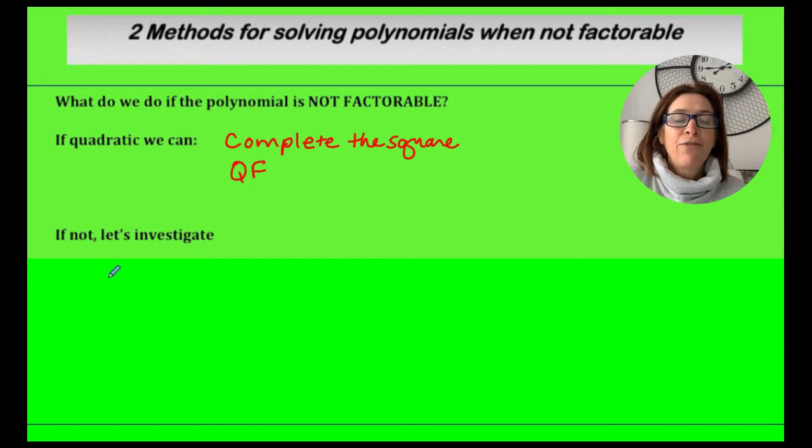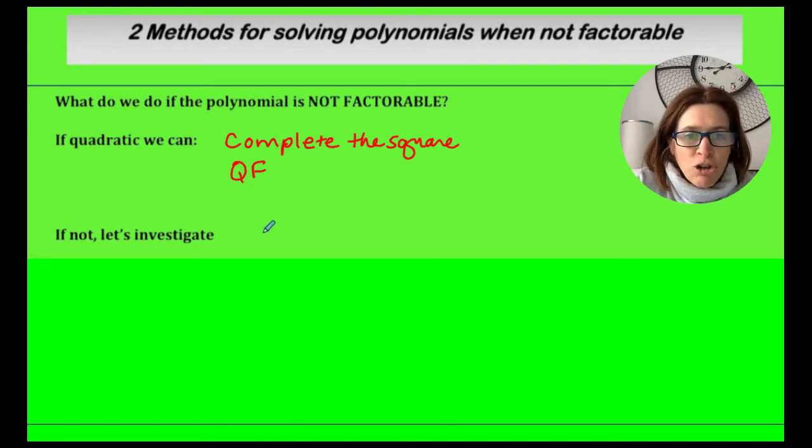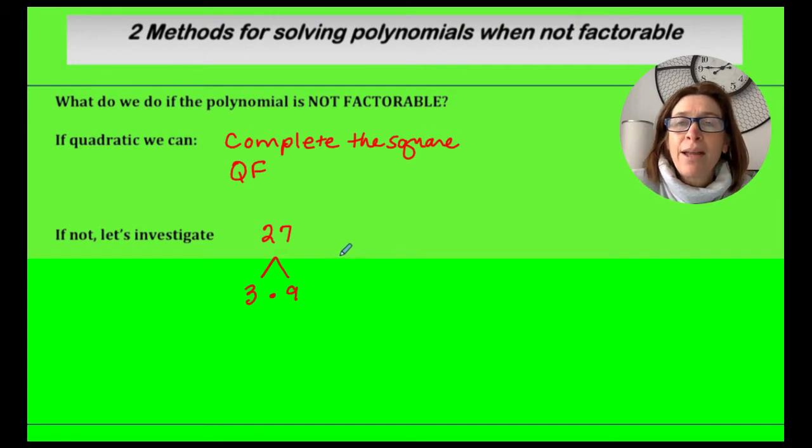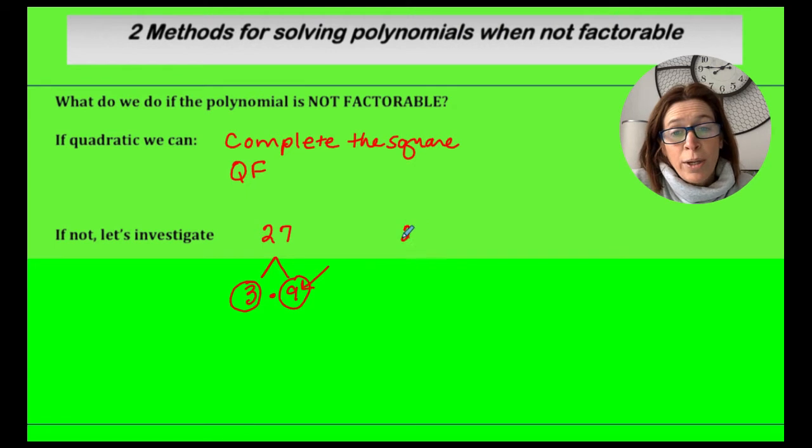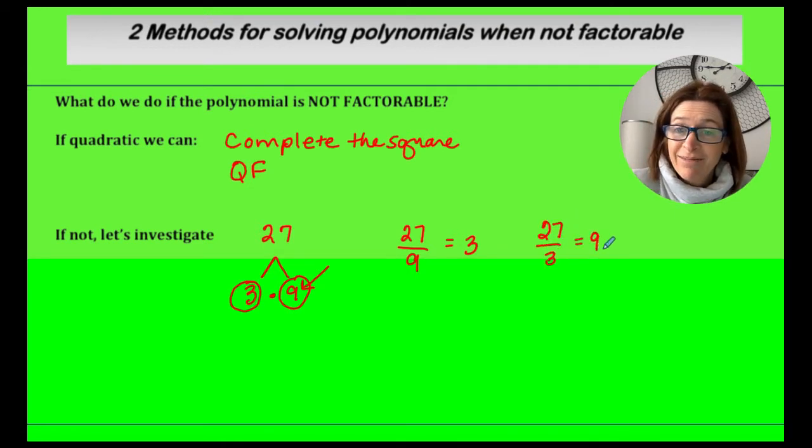What can we do if it's not factorable? Well, let's think about what factoring is. If I factor the number, say, 27 into two factors, that means I'm breaking it up into multiplication. So I could say that 3 times 9 are factors of 27 because 3 times 9 gives me 27. Way back in pre-algebra, you could also find one of the factors if you had the other factor by division, because 27 divided by 9 would give you 3, the missing factor, and 27 divided by 3 would give you 9.